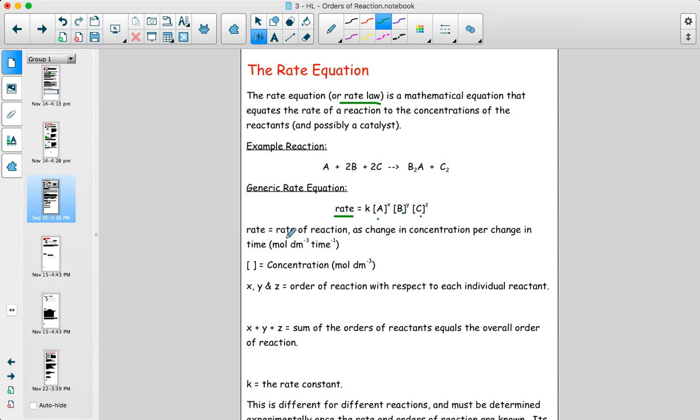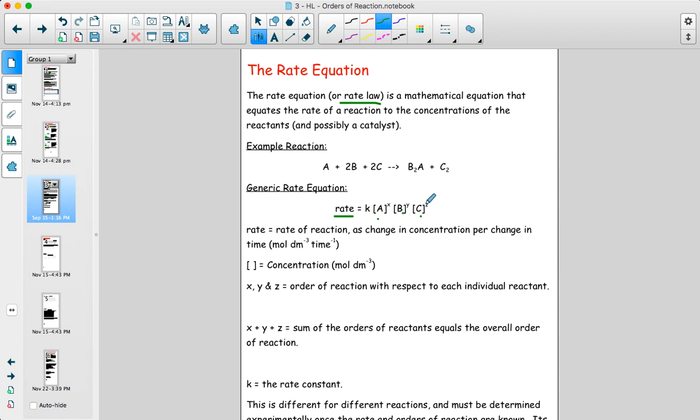So the rate in here represents the rate of the reaction, which the technical definition has to do with change in concentration per change in time, usually seconds, but it could be any time unit. So we get moles per dm cubed per second, for example. The brackets in these equations represent concentration. So brackets around A means the concentration of A, therefore the units of any bracket is moles per dm cubed.